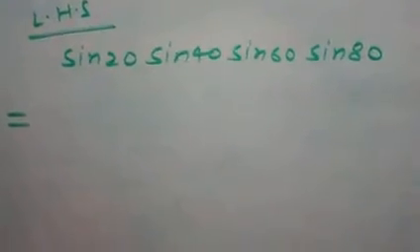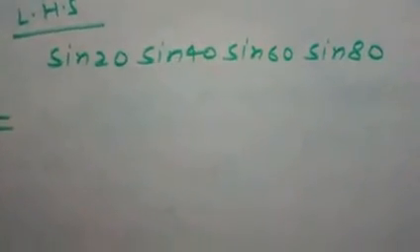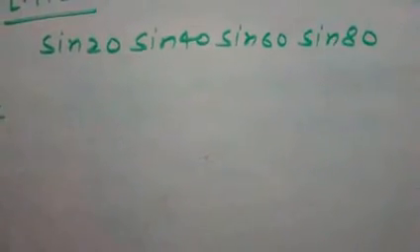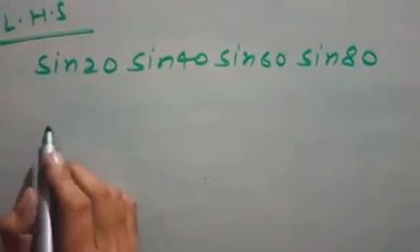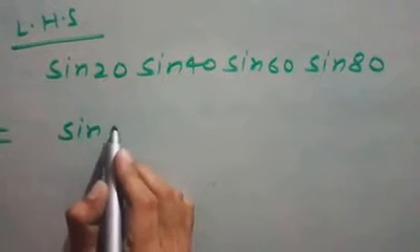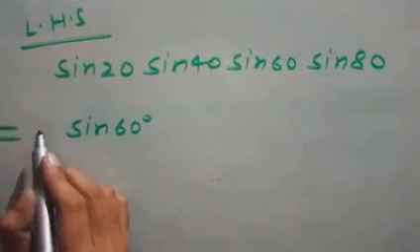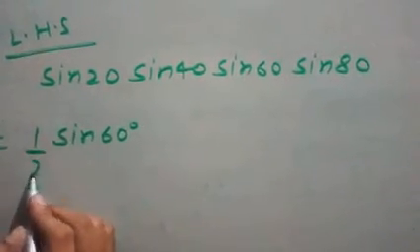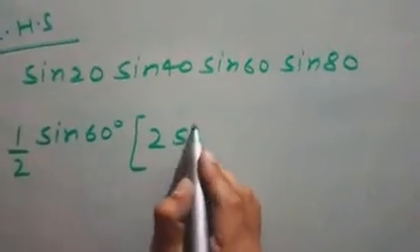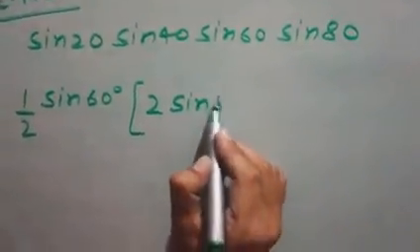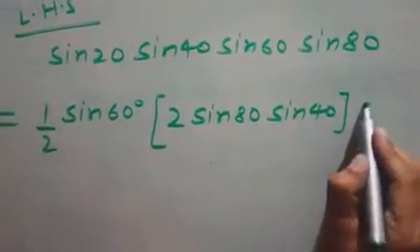Now in the fifth question, the left hand side is sin 20, sin 40, sin 60, sin 80, and we have to prove 3 by 16. Now what can we do? First we should write sin 60 because we know the value of sin 60. Then after that we have to divide by 2 and multiply by 2, and we write the major value for our convenience. So sin 80, then sin 40, and the last sin 20.